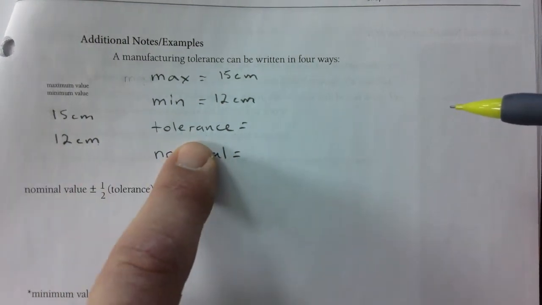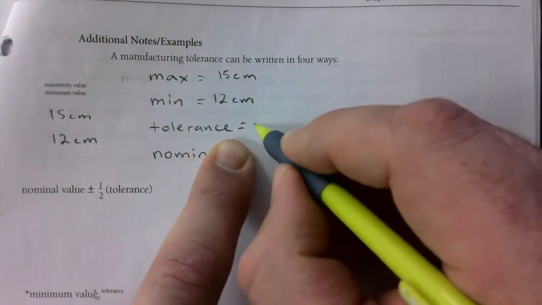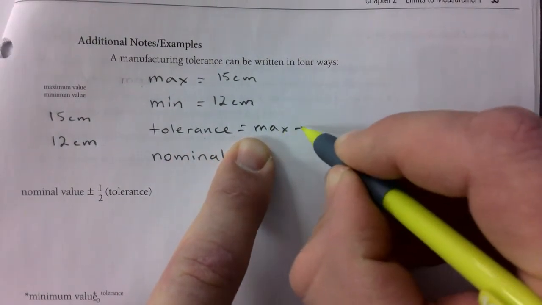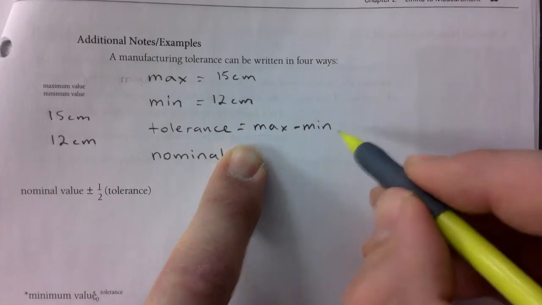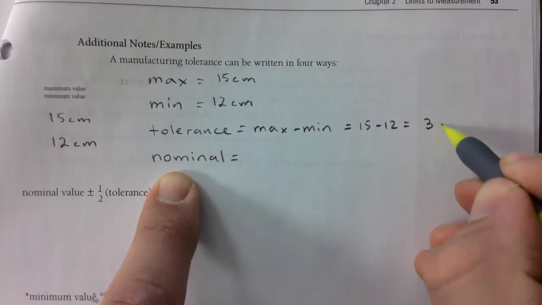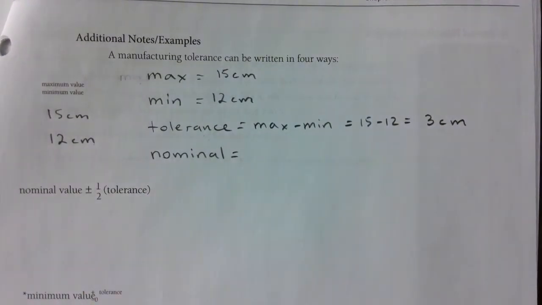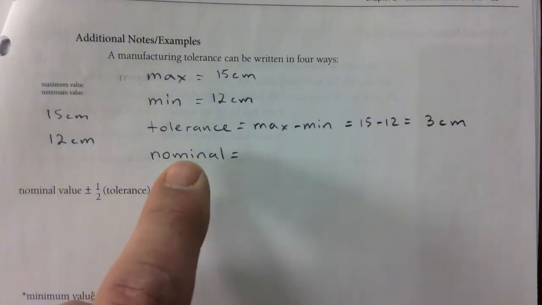How do we find the tolerance? Who has a good memory? What did we just read on the previous page? How do you get your tolerance, Joey? Max minus min. So I'm going to actually write this down for you, which is 15 minus 12. So there's a 3 centimeter tolerance in this case. That's what kitchen craft would have been, more or less. Like 3 centimeters. It depends on how far down the process you were.